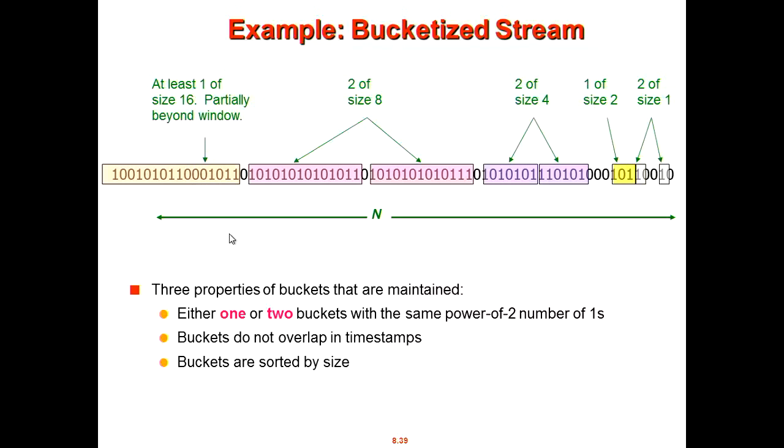And there are 3 properties of buckets that are maintained. Either 1 or 2 buckets with the same power of 2 number of 1s. So either 1 or 2, remember, at most 2. And buckets do not overlap. All the buckets never overlap. And buckets are sorted by size. So the earlier buckets are always no smaller than later buckets.